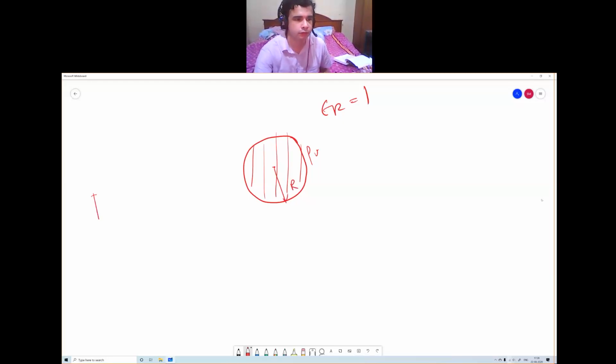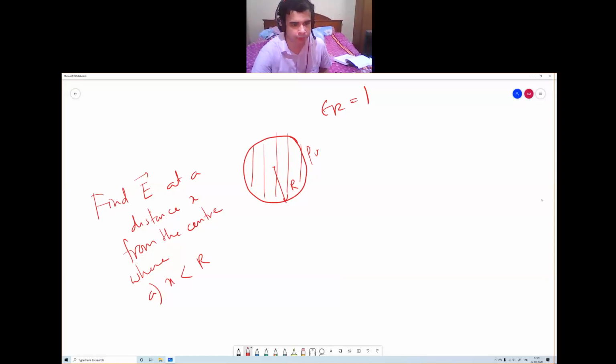The question is, find E at a distance x from the center, where A, x is less than r, and B, x is greater than r. Can anyone try this problem? Should this problem be solved using Gauss's law? Yes or no? If yes, then what type of Gaussian surface will it take?